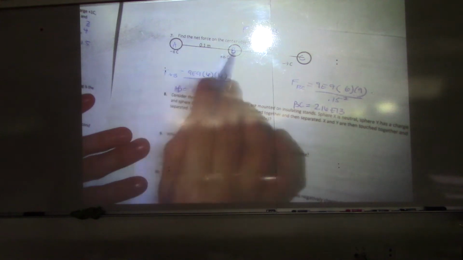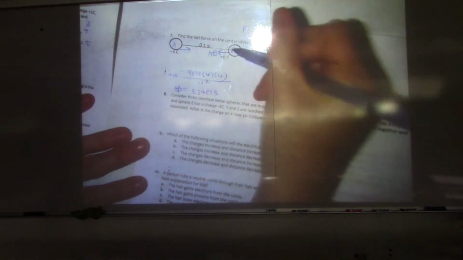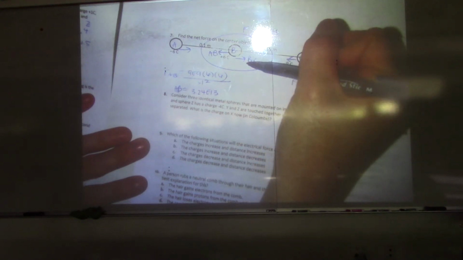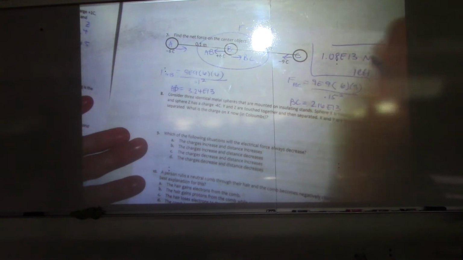A and B are attracting, which means they go towards each other. So A, B like this. B and C are also attracting because they're opposite signs, so they go towards each other like this. Now looking at the net force here, two forces, opposite directions, I'm going to subtract them. AB is the bigger force, so I'm going to end up with my net force to the left. So I just do AB minus BC. This minus this gives me a net force of 1.08 E13 newtons to the left.